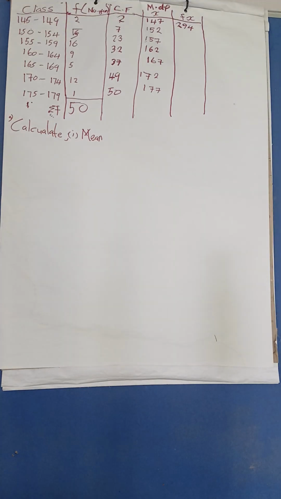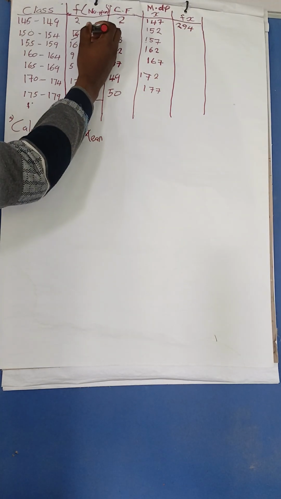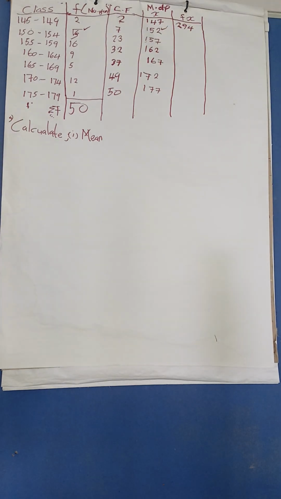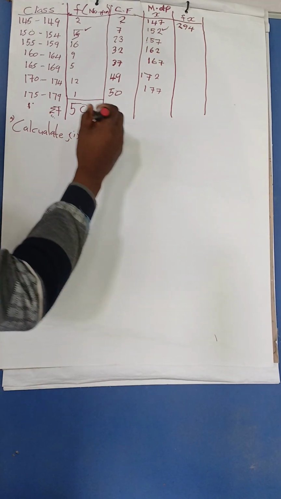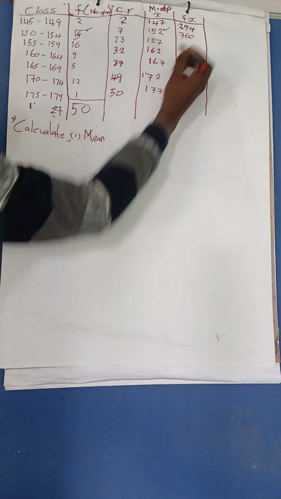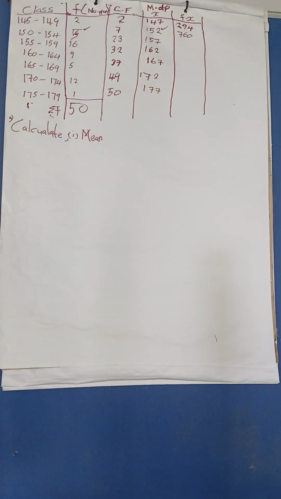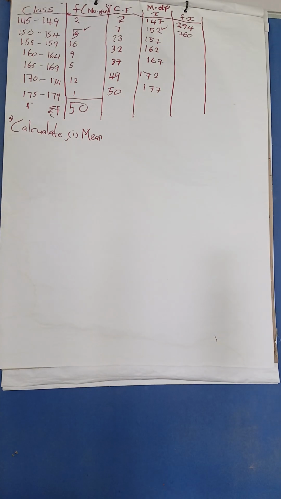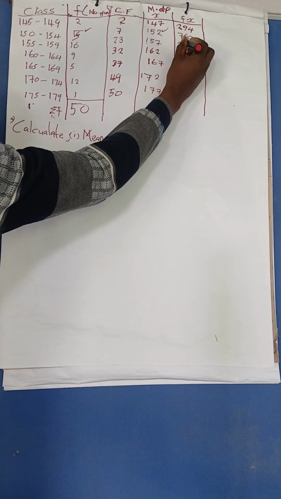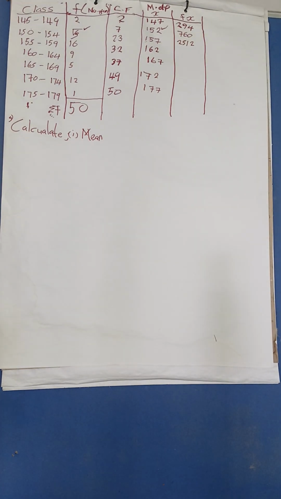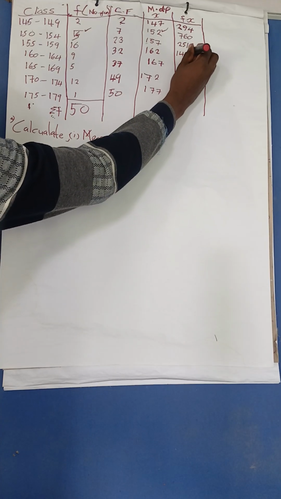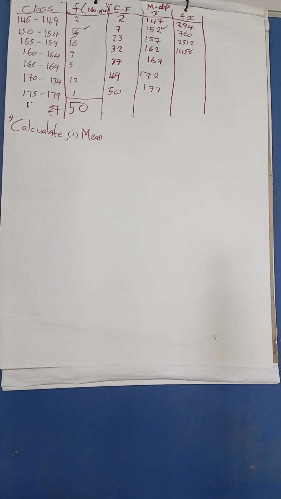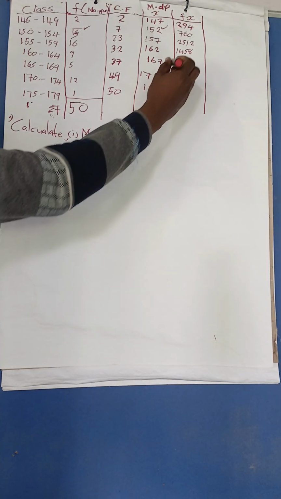Then 5, you multiply by 152, you'll have 760. Then 16 multiplied by 157, I will have 2512. Good. Then 9 multiplied by 162, I'll have 1458. Then 5 multiplied by 167, I will have 835.